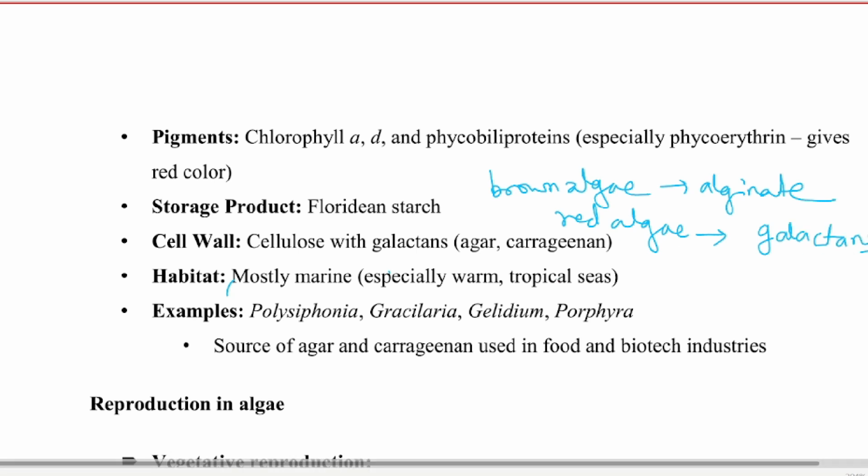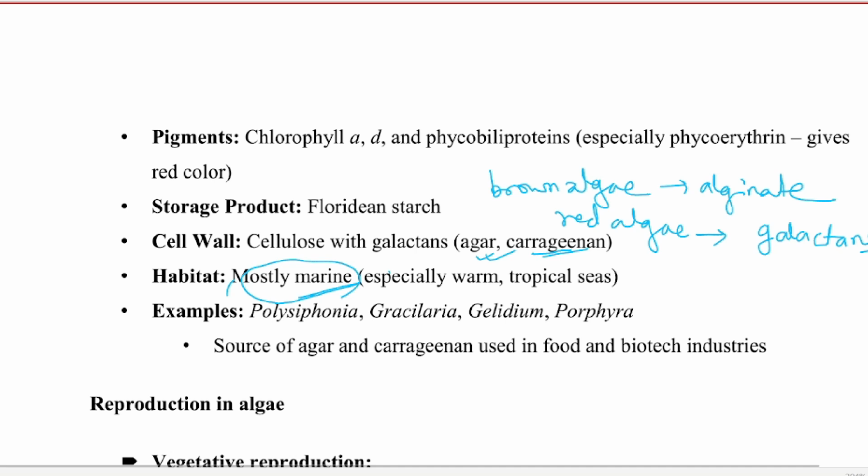galactans, like agar, which is formed from the red algae. Carrageenan and xenan are also related with this kind of red algae, and it is mostly marine, especially warm tropical seas.